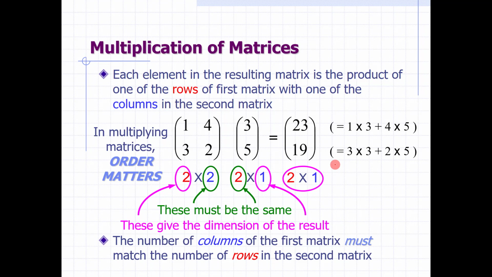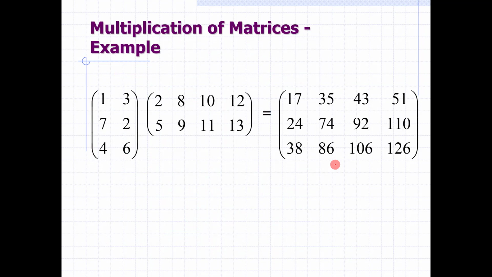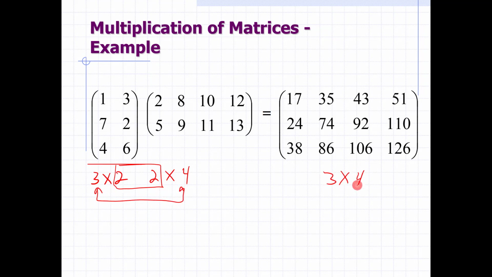In a case like this example, if we tried to switch these two matrices around, it's not even possible to do it. Here's an example. I have a matrix that is 3 rows by 2 columns, and the second matrix is 2 rows by 4 columns. Can we do that? 3 by 2, and the second one is 2 by 4. So it's going to work out. And our answer ends up being listed here. It's a 3 by 4.